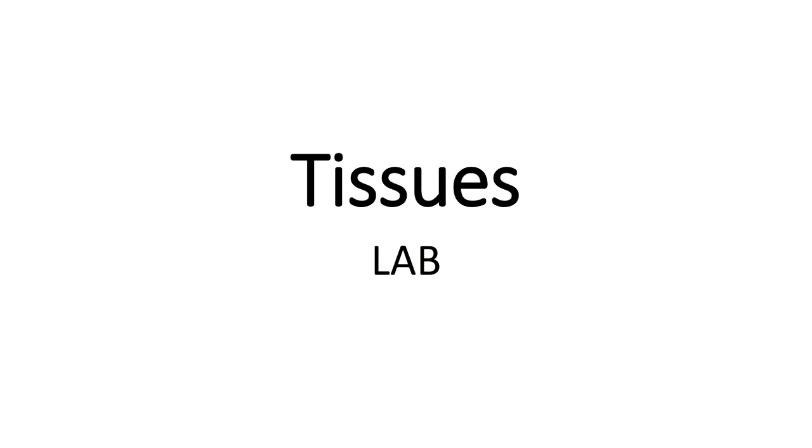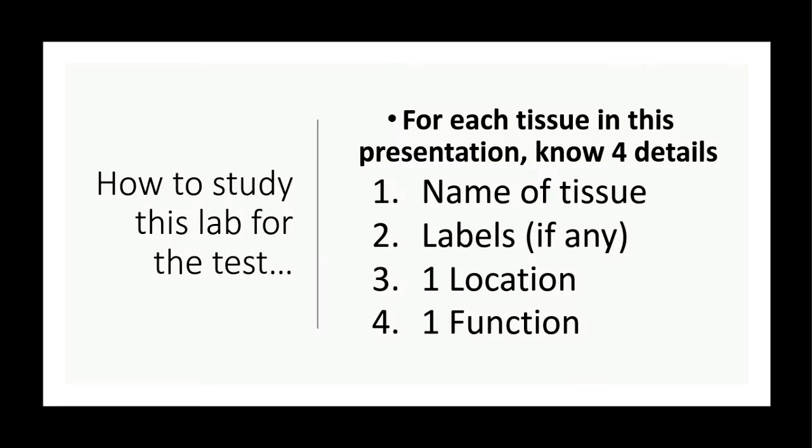So what do these tissues look like? But I also still want you to have a little bit of extra information. So for this lab, how do you study the lab for the test? We kind of talked about it during the first lab, general body plan, about how to prepare and what kind of questions to expect. So for this test, you need to know 4 things about each of these images that I'm going to cover, each of these tissues.